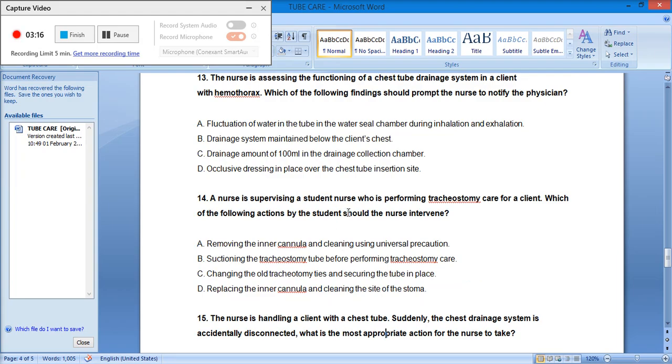A nurse is supervising a student nurse who is performing tracheostomy care for a client. Which of the following actions by the student should the nurse intervene? A. Removing the inner cannula and cleaning using universal precaution. B. Suctioning the tracheostomy tube before performing tracheostomy care. C. Changing the old tracheostomy ties and securing the tube in place. D. Replacing the inner cannula and cleaning the site of the stoma. The correct answer is A. Removing the inner cannula and cleaning using universal precaution.